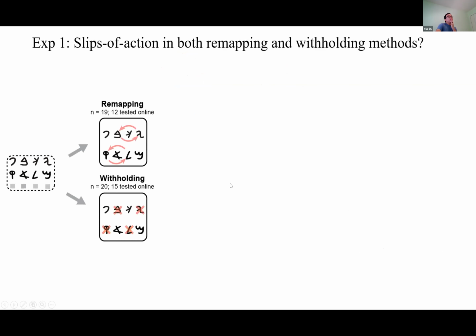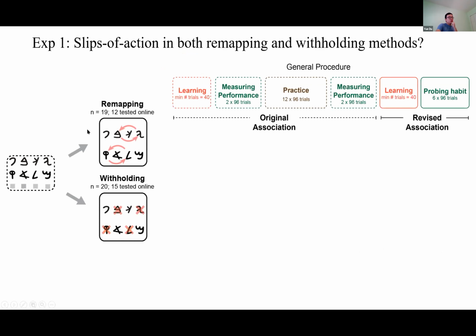Okay, so in experiment 1, we used arbitrary visual motor association between 8 symbols and 4 responses. The reason we use 8 symbols instead of 4 is that we want to make sure that every response is still required in the withholding group, because otherwise people may adopt a smart strategy to totally shut off some responses to avoid the habit. Importantly, these two groups of participants followed exactly the same procedure, where they learn, practice, and are measured on the original association. Afterwards, they learn the revised association before we probe the habit.